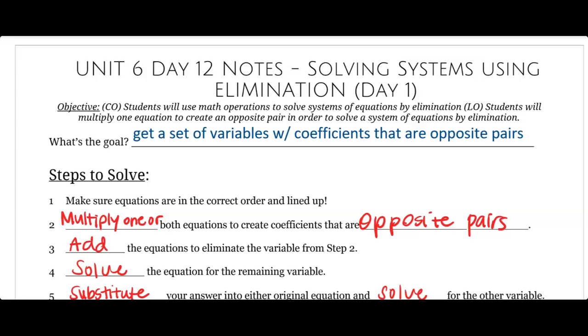To do that, we're going to need to multiply one equation to create an opposite pair in order to solve. So like I said, we want to create an opposite pair. The word elimination means to get rid of something. We're eliminating it, we're removing it from our equation. And so to do that, we need opposite pairs. So we want the coefficients of one of our variables to have opposite pairs. And that is our goal.